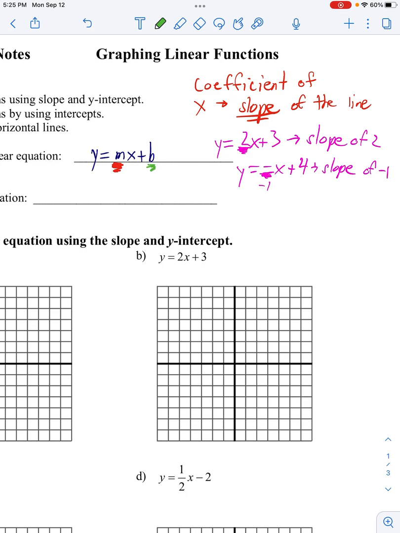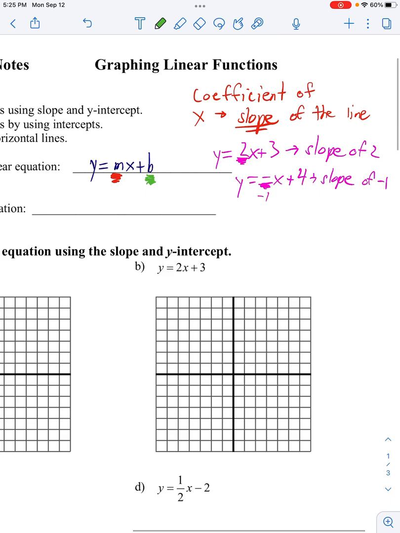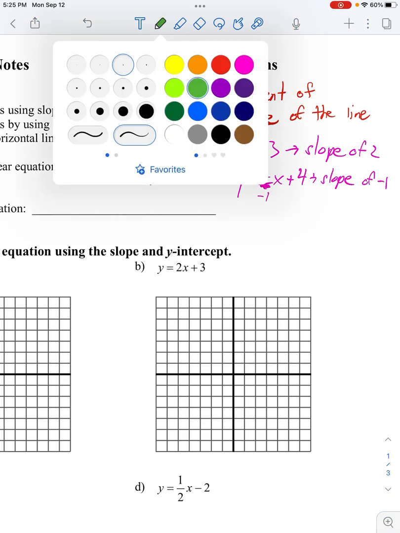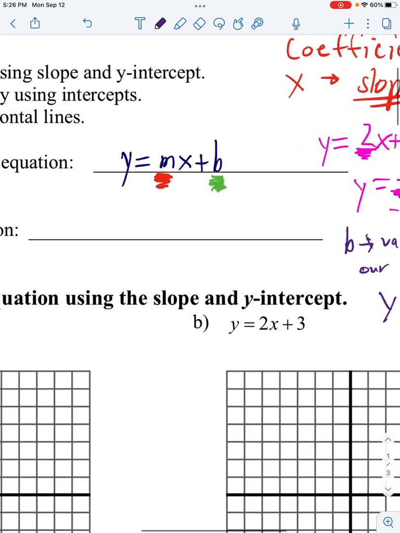Now this b that I've underlined in green, that's our intercept. What does that mean? That's our y-intercept. That's where our graph crosses the y-axis. B is going to be the value of y where our line crosses the y-axis. That's what our b is.